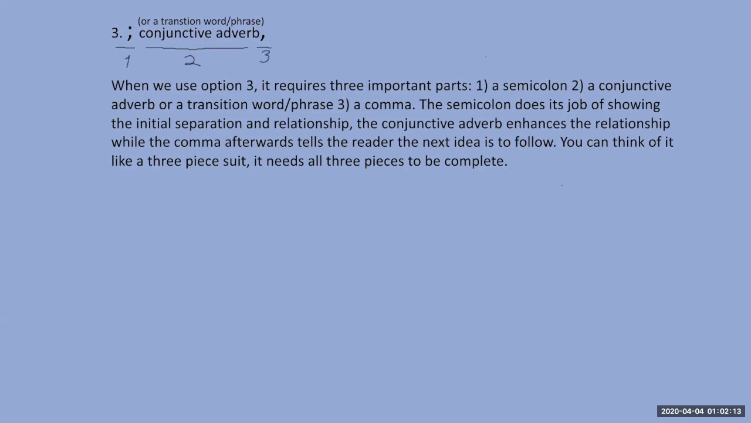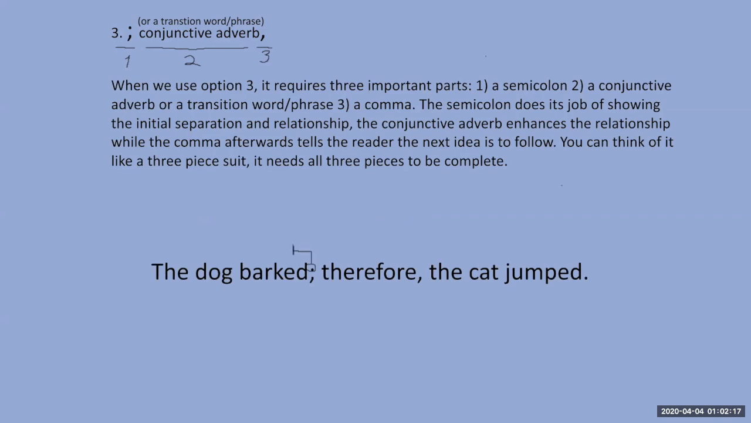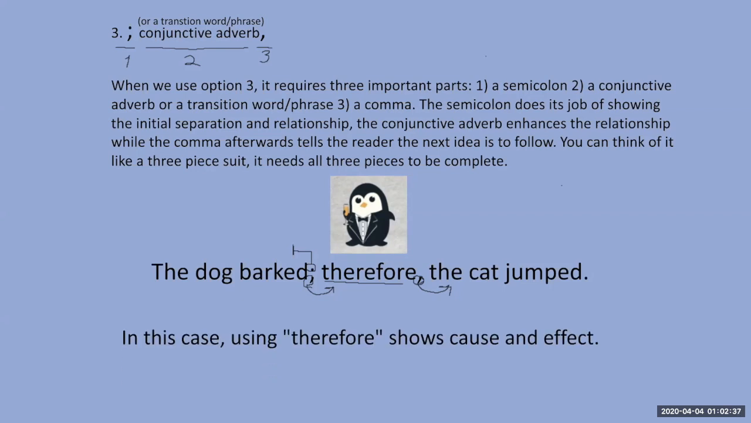The semicolon does its job of showing the initial separation and relationship. The conjunctive adverb enhances the relationship, while the comma afterwards tells the reader that the next idea is to follow. You can think of it like a 3-piece suit. It needs all 3 pieces to be complete. In this case, using therefore shows cause and effect. The dog barked, semicolon, therefore the cat jumped.